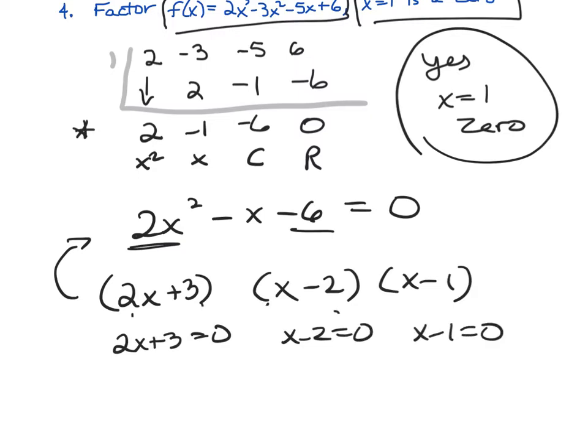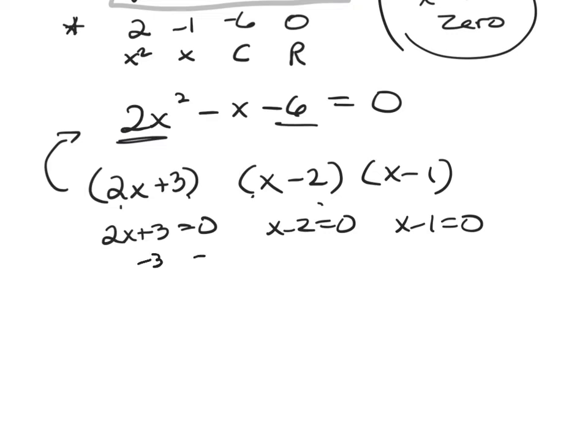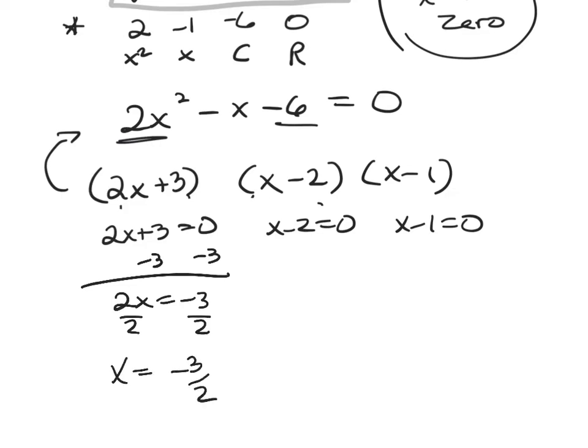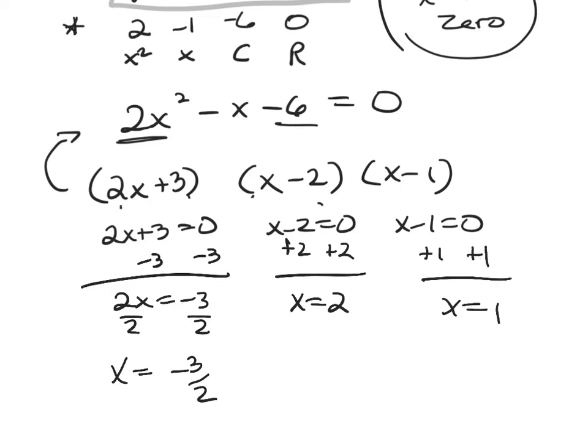and solve. So now I'm going to do minus 3, 2x equals negative 3, divide by 2. My first 0 is at negative 3 over 2, or negative 1.5. I'm going to add 2. My next 0 is at positive 2. And then the last one is at x equals 1.